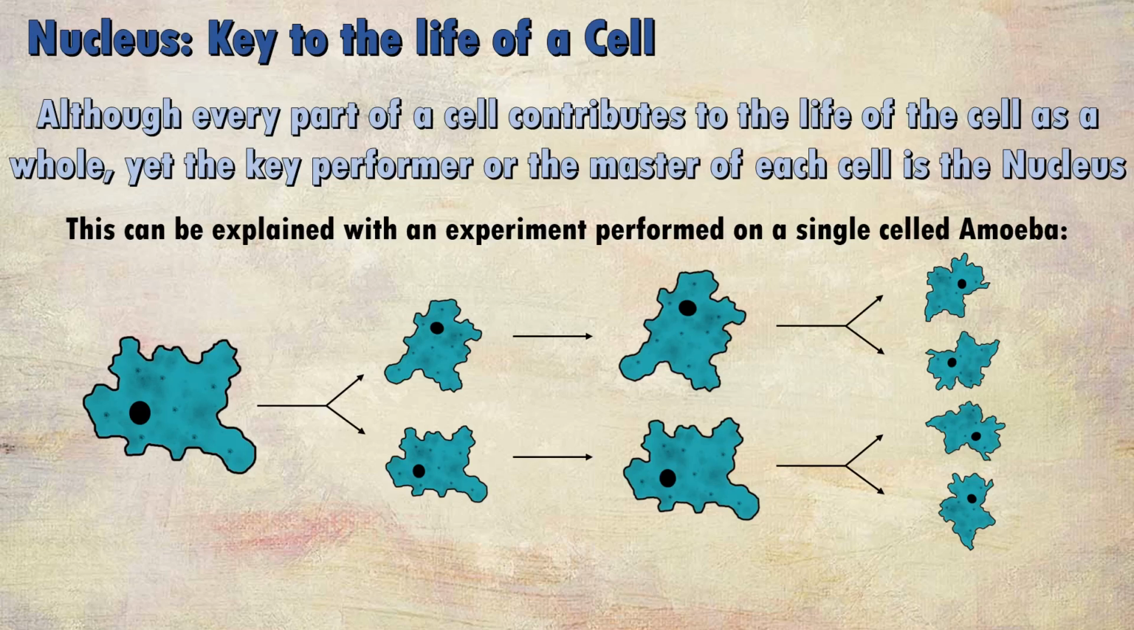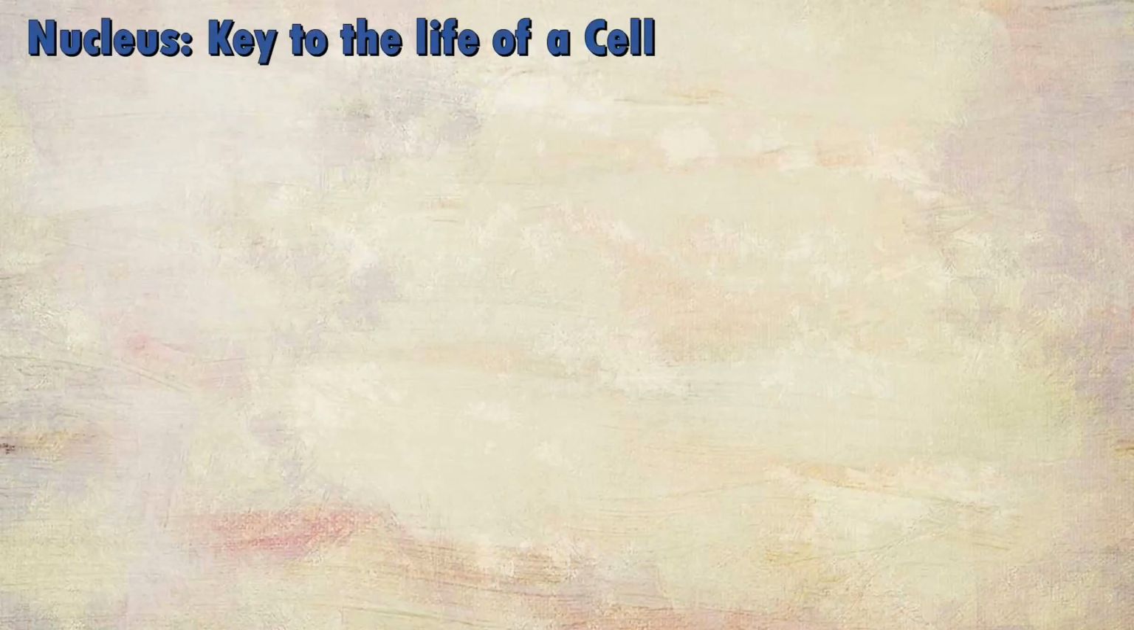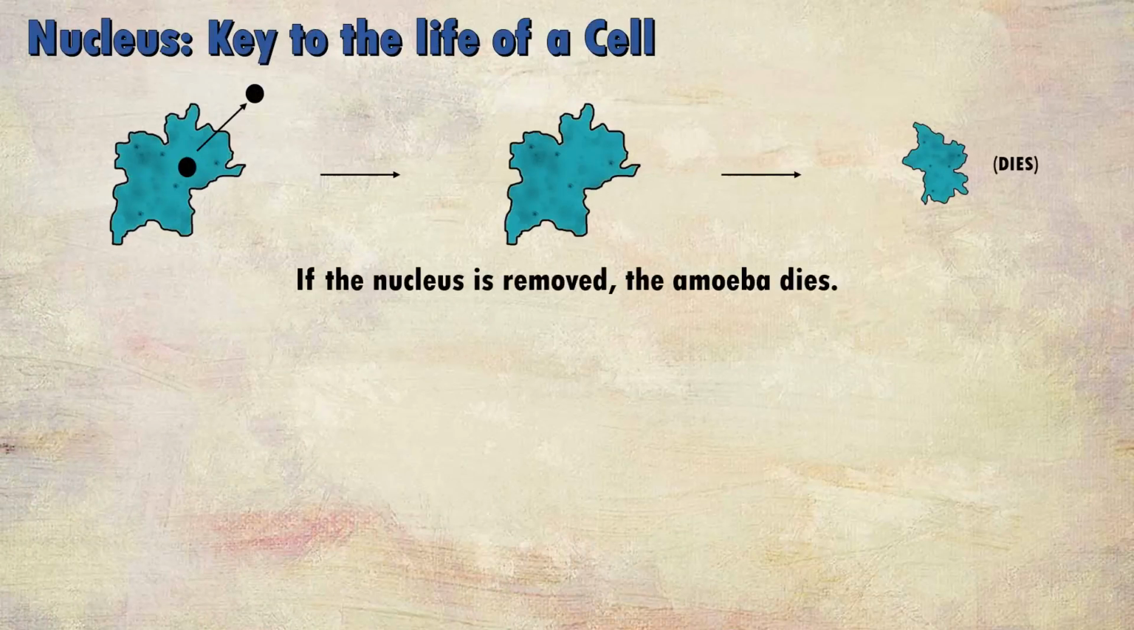This can be explained with an experiment performed on a single-celled amoeba. Amoeba is a single-celled organism. It grows, divides into two amoebae, which again regrow and divide. Thus, the race continues. If we remove the nucleus from an amoeba cell, it will die.